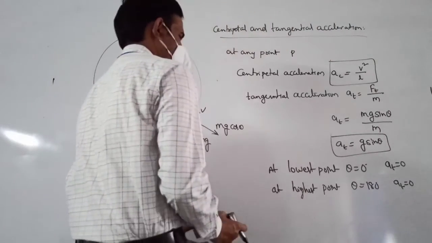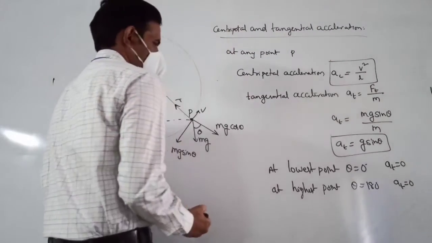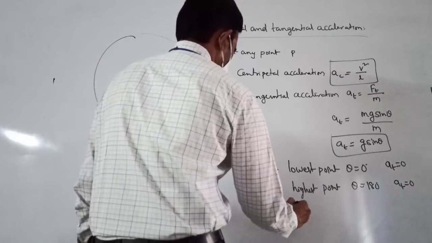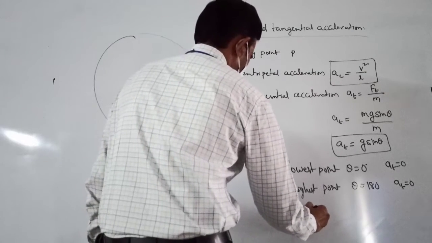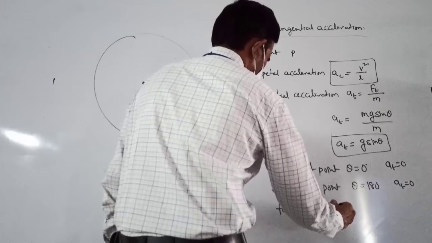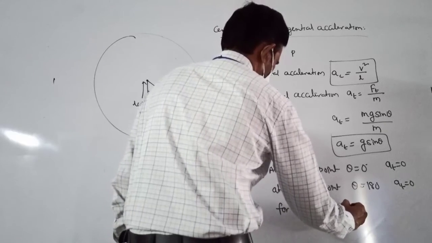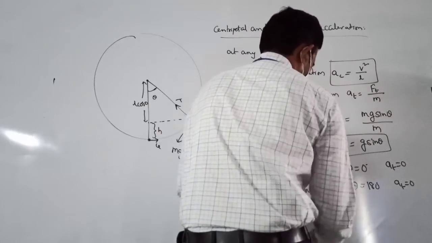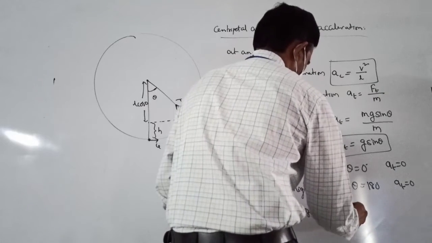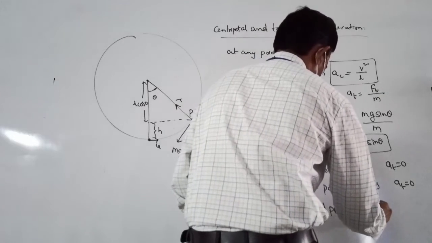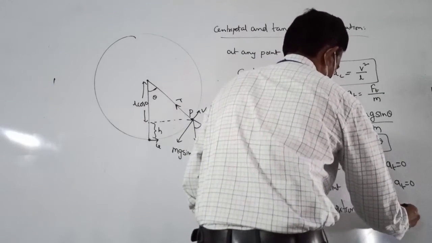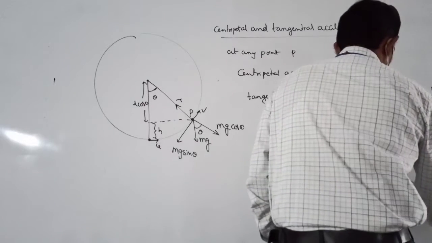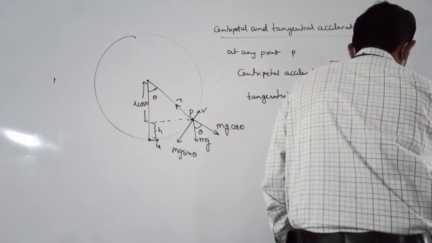Next, for the horizontal position of the string, theta is equal to 90 degrees. There the acceleration will be equal to g. So that will be the maximum value. So this is the maximum tangential acceleration.